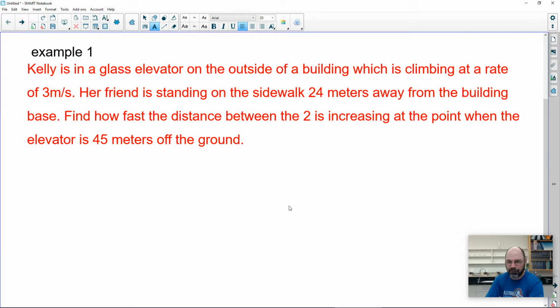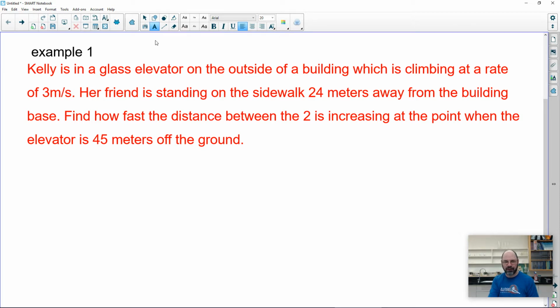So for my first example, it's a vertical elevator type example, and we're going to be looking at the hypotenuse here. It says Kelly is in a glass elevator on the outside of a building, which is climbing at a rate of 3 meters a second. Her friend is standing on a sidewalk 24 meters away from the building base. Find how fast the distance between the two is increasing at a point when the elevator is 45 meters off the ground. The first step that we do with these is we draw our picture out.